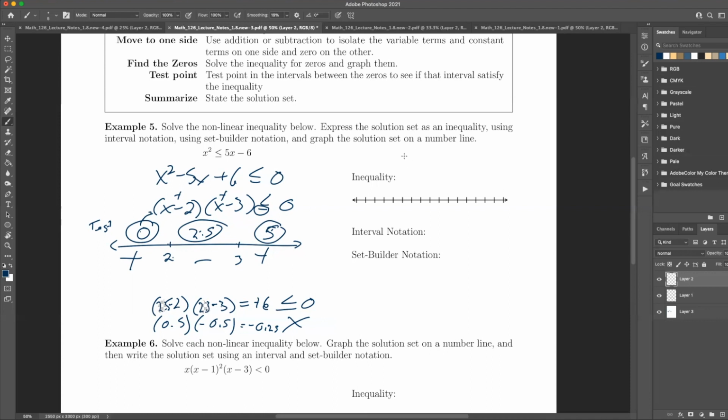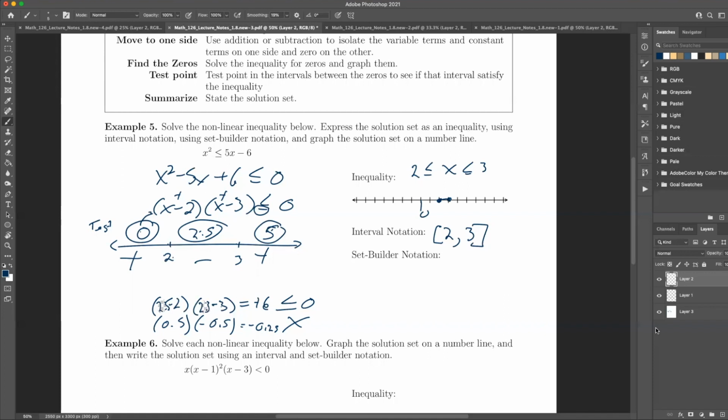I want it where it's less than 0. So my inequality here would be between 2 and 3. Let me do the interval notation. So I'm going to include 2 because I'm allowed 0. Anything from here to here will be included, and I'm also going to include 3. So this is 2 less than or equal to x less than or equal to 3. Or here, if I did this, it'd be solid dot to solid dot. Okay.